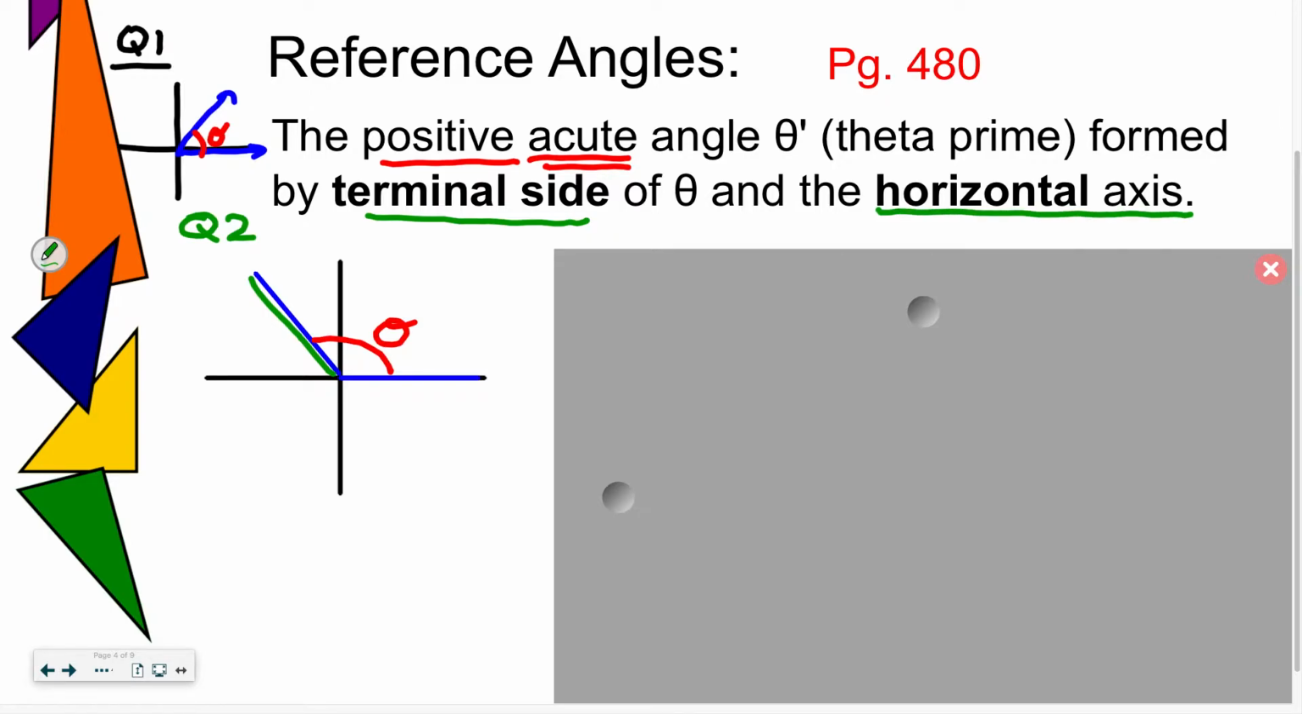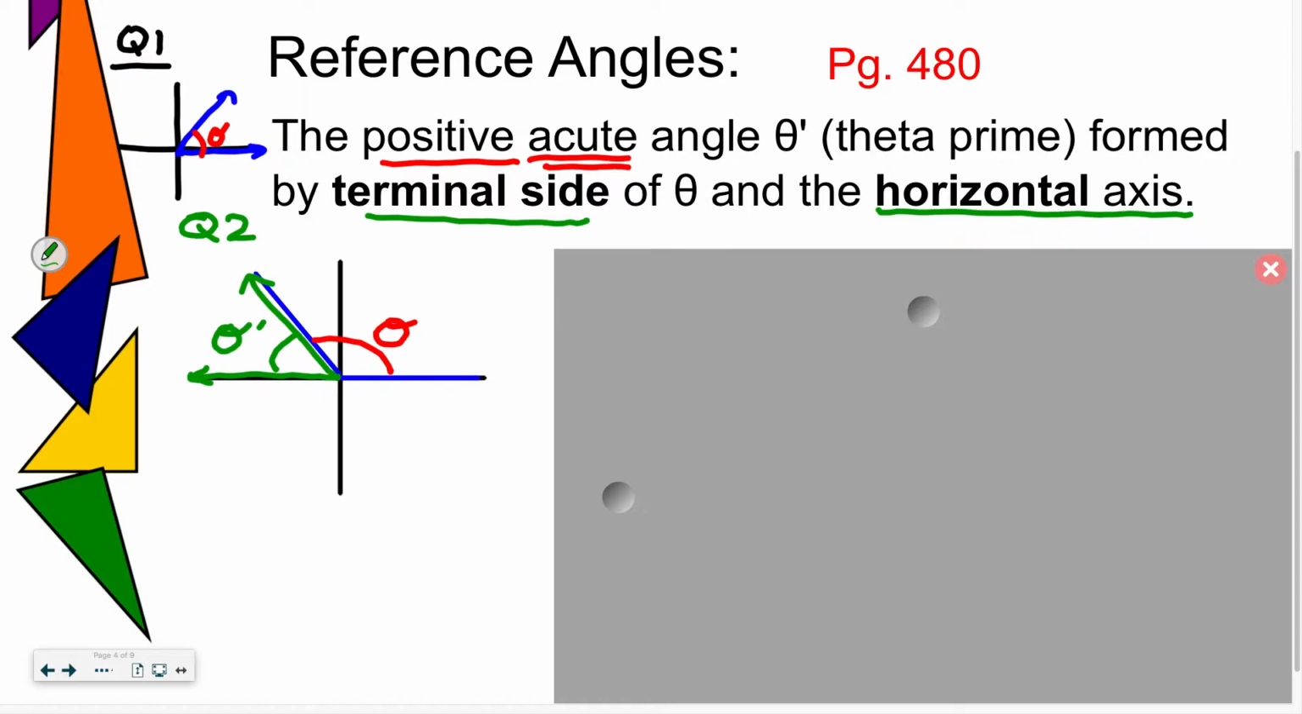Now the horizontal axis is the full x-axis. I could go to the positive, but then I'm more than 90. So it must mean that in this quadrant 2, I have to be going back to the negative. So that angle right there, that's theta prime. That's your reference angle. The terminal side to the horizontal axis, and it's acute.